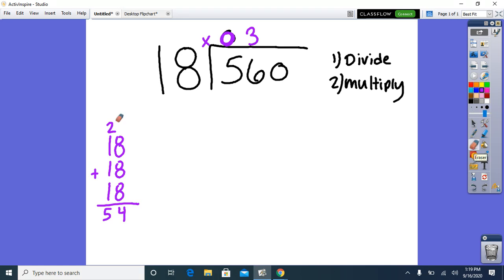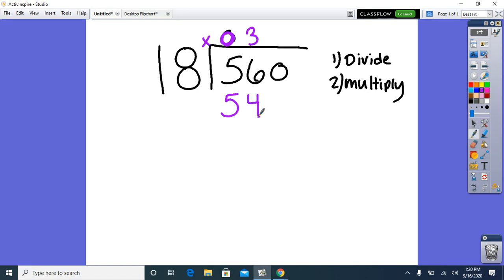So you guys are going to have to do some addition with this too to find out how many times a number goes into another number, and some multiplication. So we said 3 times 18 is 54. So that was my second step. My third step is to subtract. So I already have my numbers lined up. That's what I'm going to subtract right here. 56 minus 54 is 2.